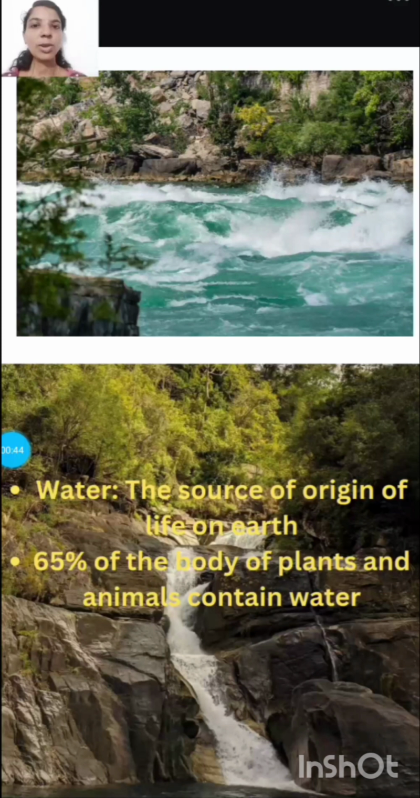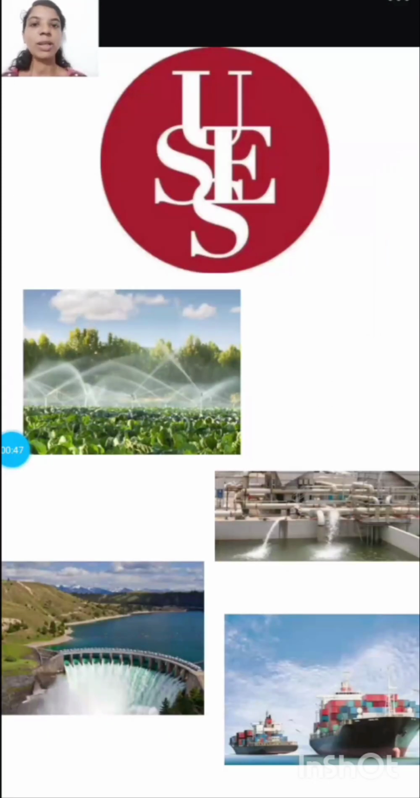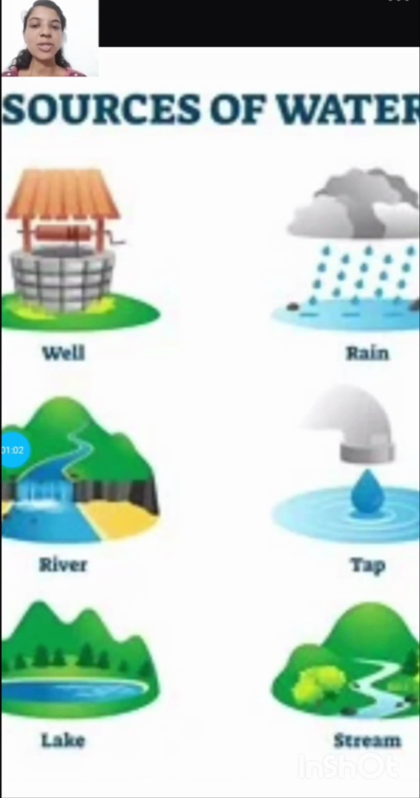Water is not only essential for sustaining of life but also for agriculture, industrial purposes, energy production, transportation, etc. We use water for various purposes in our day-to-day lives. We get water in larger amounts from different natural resources: wells, rainwater, oceans, lakes, streams, rivers, etc. are some of the sources of water.